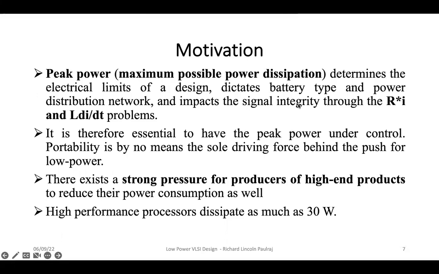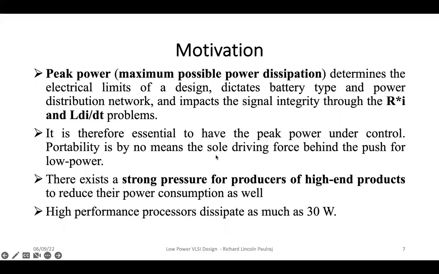Signal integrity is something where, how much of signal you are giving and how much of output you are getting at the other end. Basically, if you're giving about 0.75, you should be receiving 0.75. It's not that you get about 0.2 while giving 0.75. That doesn't mean your signal has signal integrity. It is therefore essential to have peak power under control.